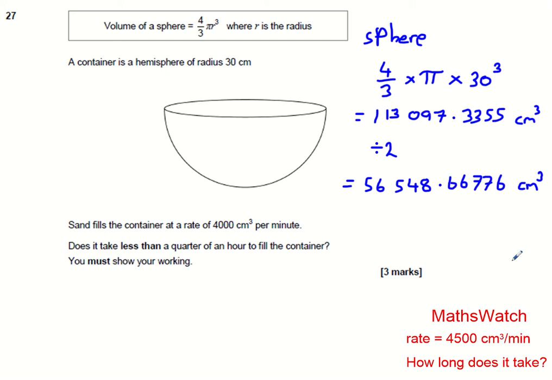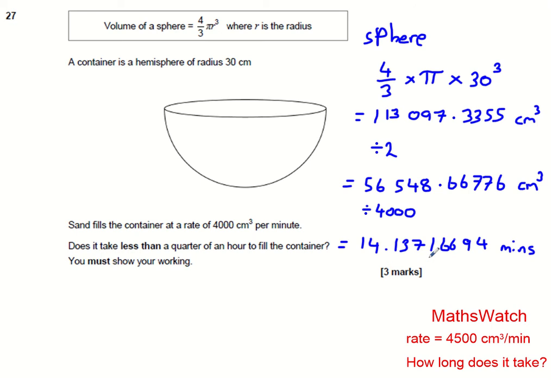Now we need to work out how long that takes to fill with sand. So it fills at 4,000 centimeters cubed per minute. So we say that every 1 minute it fills up by 4,000 centimeters cubed. So we need to figure out how many 4,000s are in this total volume. You can do that by dividing that answer by 4,000. So we're going to divide that by 4,000 to work out how many minutes it takes. So when we divide that, we get 14.13716694 minutes.